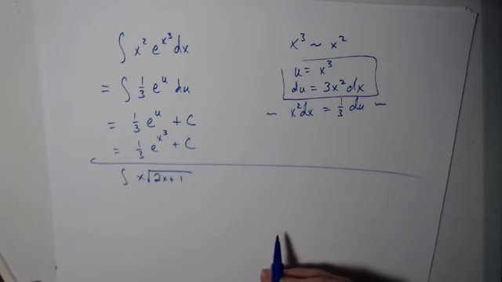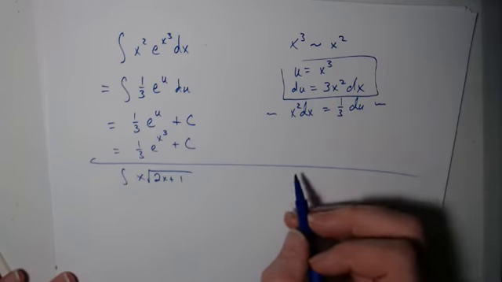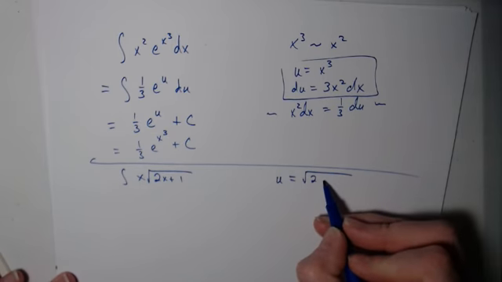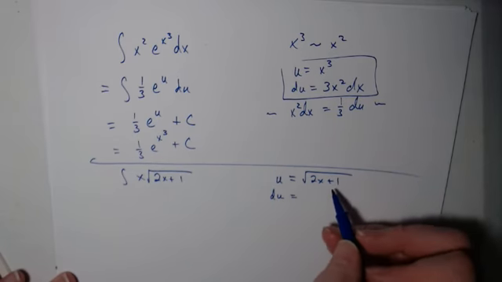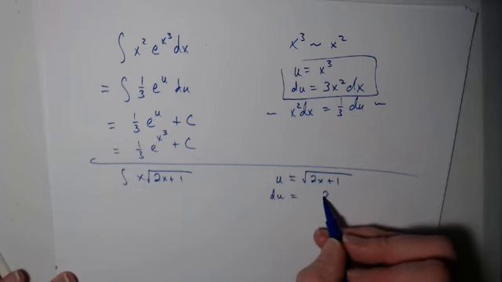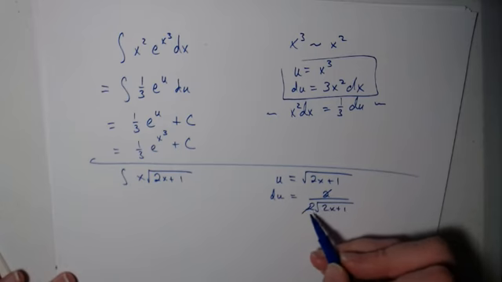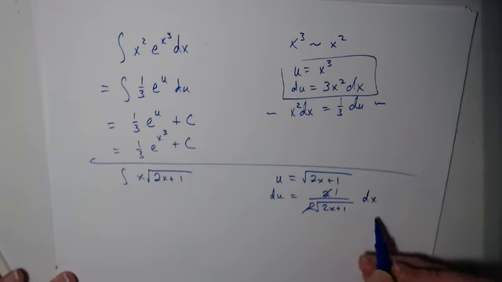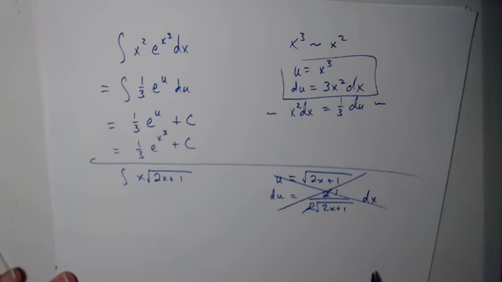We could do this several different ways. We could say u equals the square root of 2x plus 1. If we try that, du equals, what is that? That's going to be 2 over 2 times the square root of 2x plus 1, right? Those will cancel. So 1 over the square root of 2x plus 1 dx. And I don't have that piece. So that's not a good substitution for us.